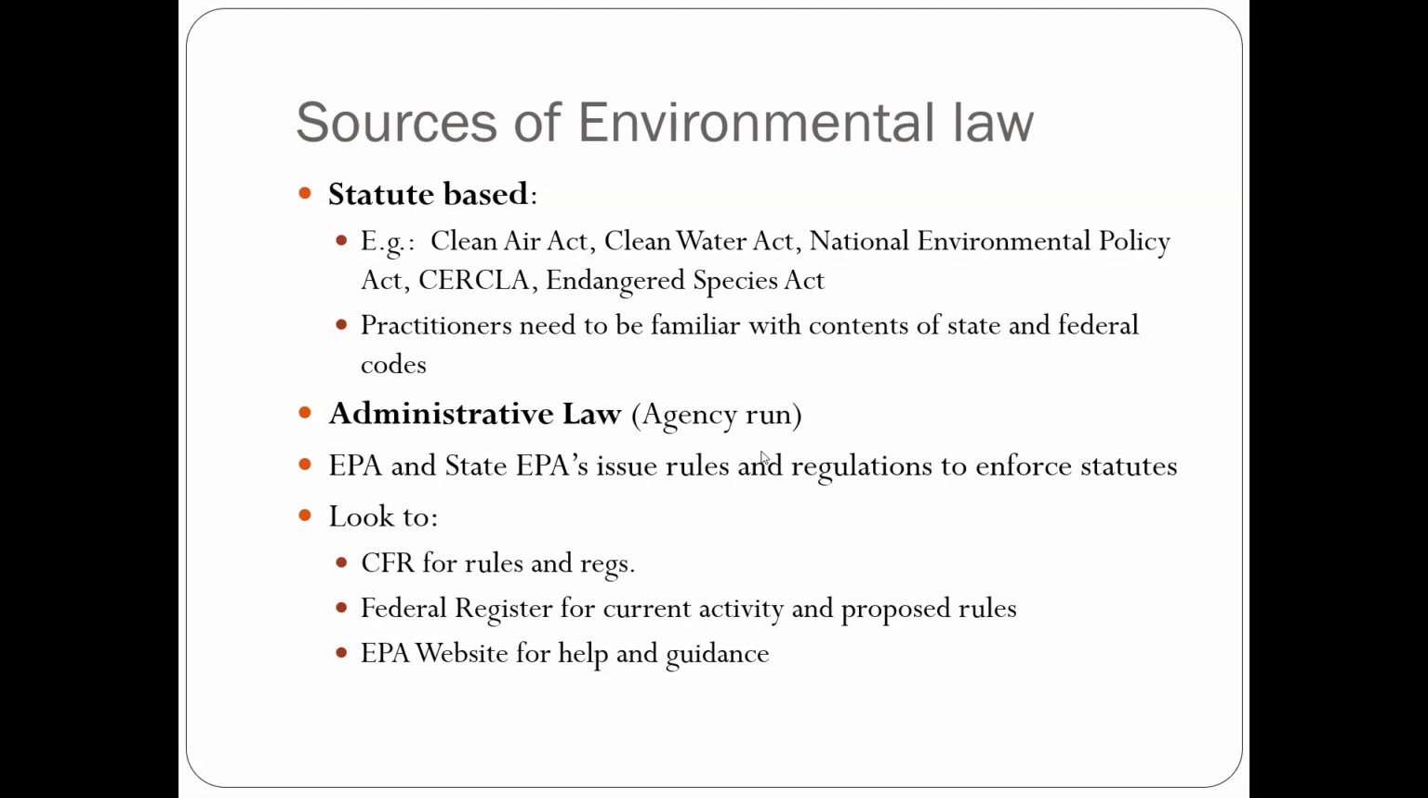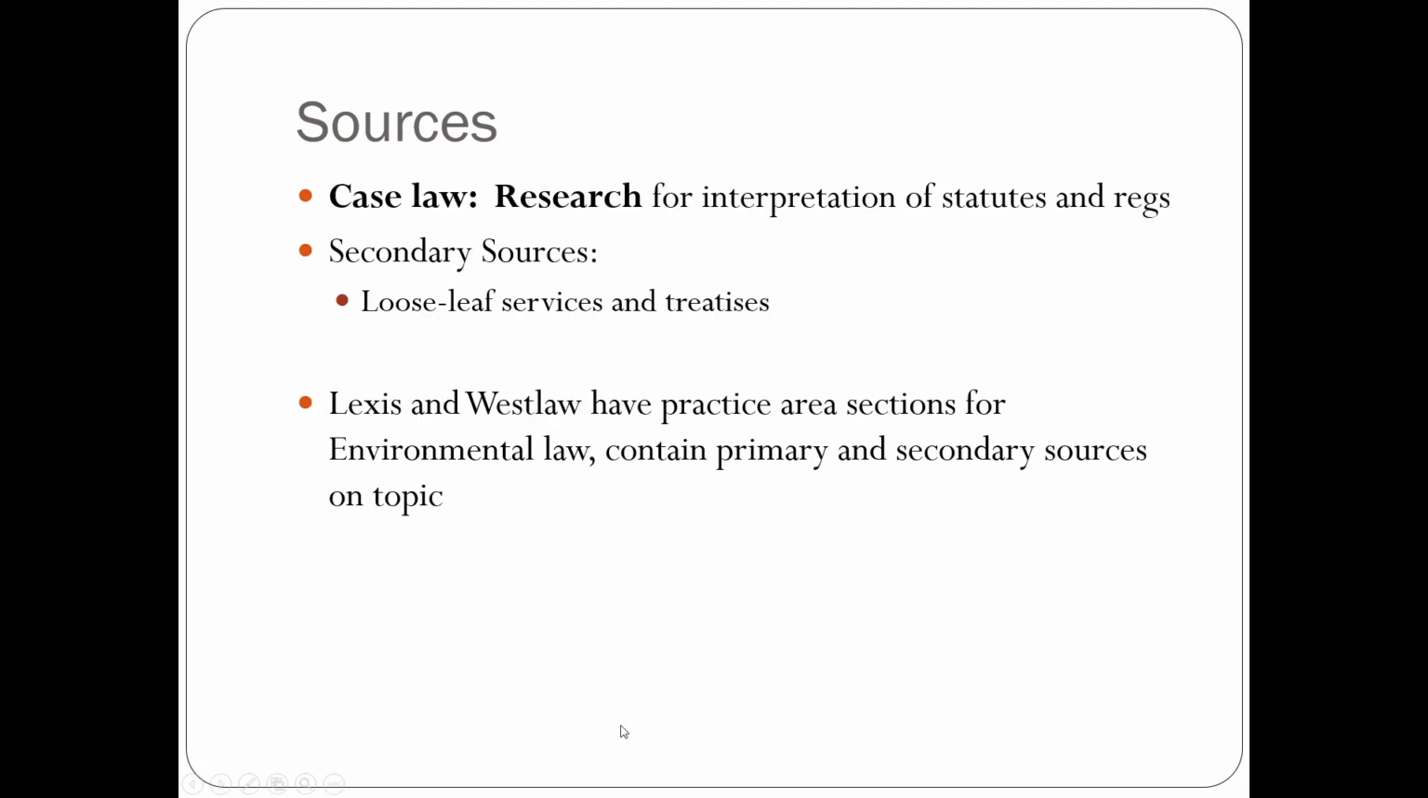So places you're going to be looking there are the Code of Federal Regulations, and the Federal Register for updates and proposed environmental rules. And then the EPA website is another place you would go for assistance there. Okay, there is some case law. It's not as big. It's just research for interpretation of statutes and regs, but it's more like compliance with regs is what you'll be doing. For secondary sources, you have treatises, you have loose leaf services, and then you would have these technical documents put out by the EPA, form books, checklists, things like that would be super helpful.